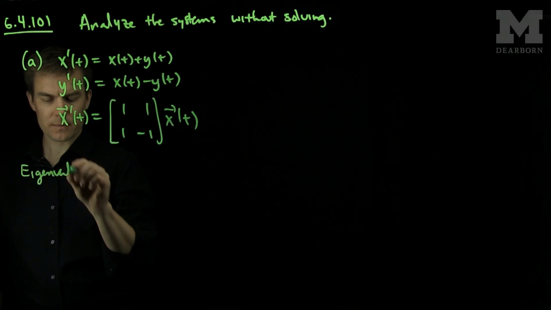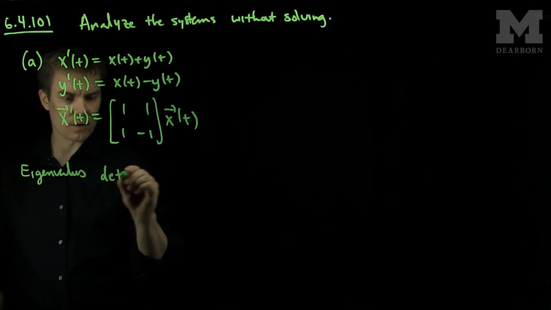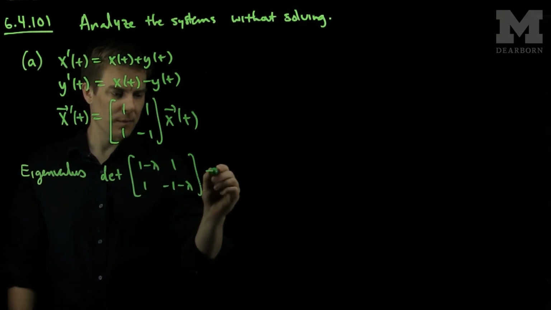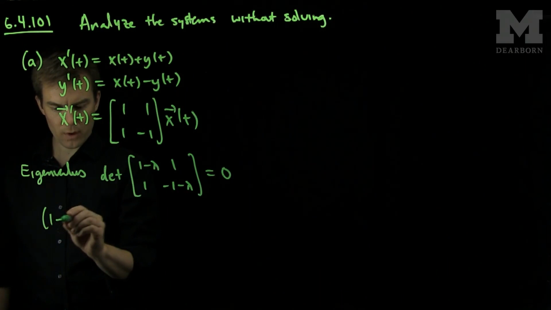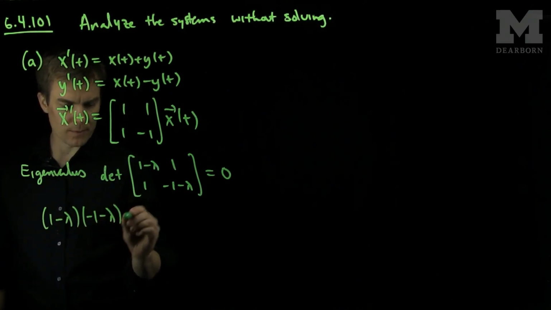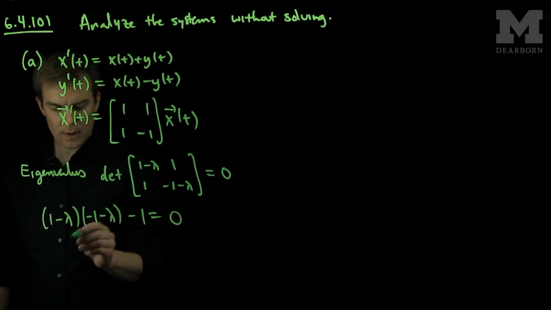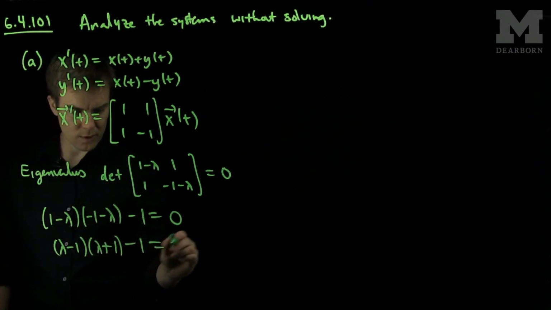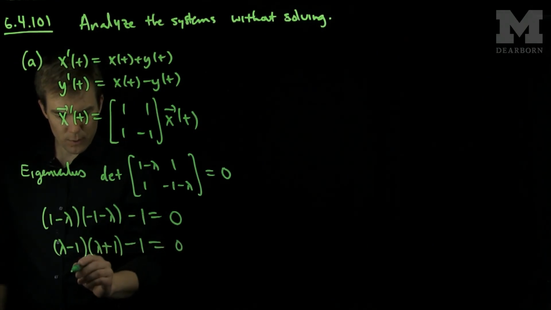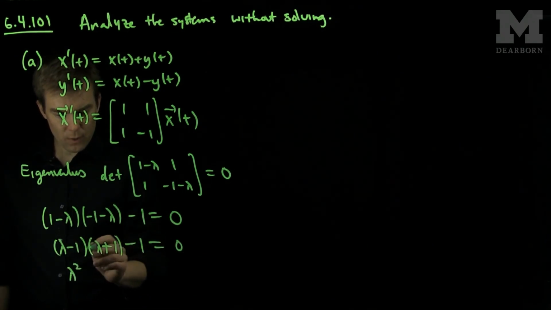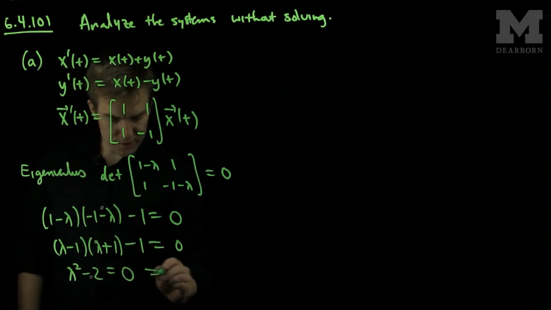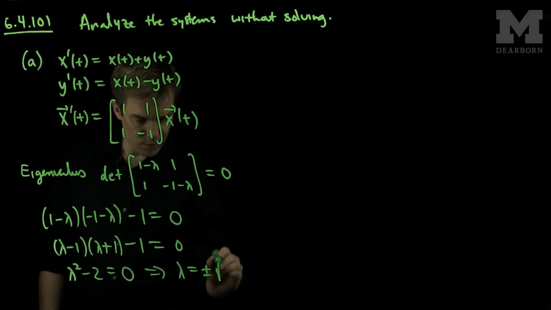The eigenvalues are found by computing the determinant of 1 minus lambda, 1, 1, negative 1 minus lambda equals 0, which gives us 1 minus lambda, and then negative 1 minus lambda, minus 1 equals 0. And we can write this as lambda minus 1 times lambda plus 1 minus 1 equals 0. So foiling this out, we will have a lambda squared. We'll have a negative lambda and a positive lambda. Those will cancel out, and I'll have a negative 1 and a negative 1. That's a negative 2 equals 0, which tells me that lambda equals plus or minus the square root of 2.